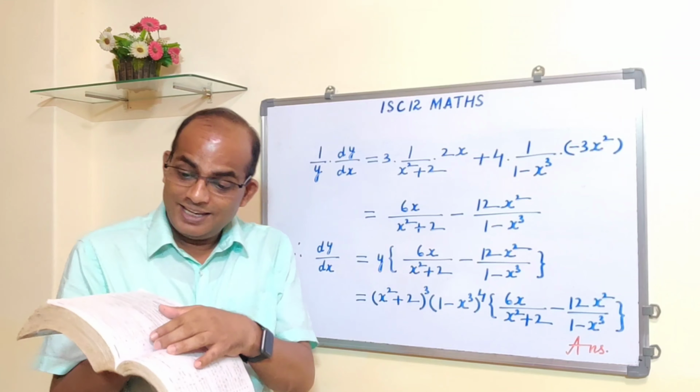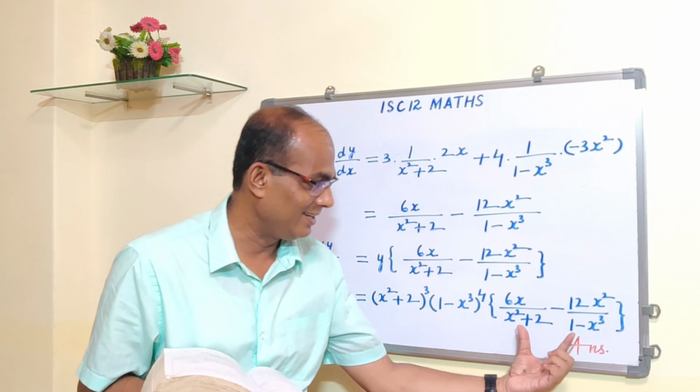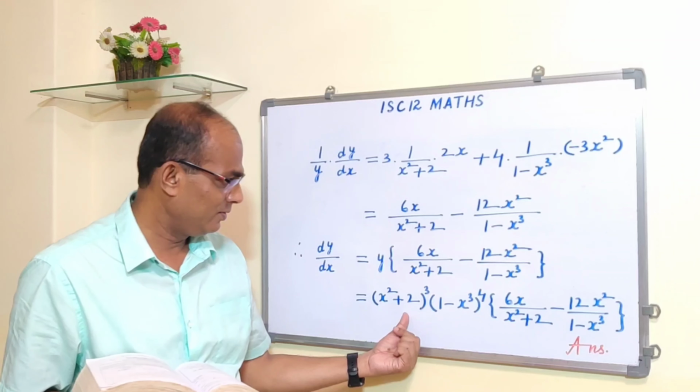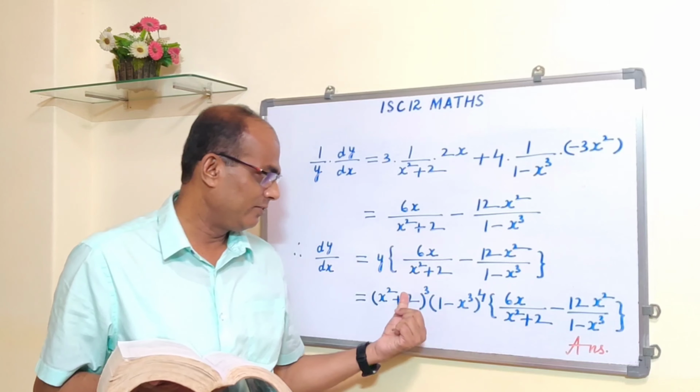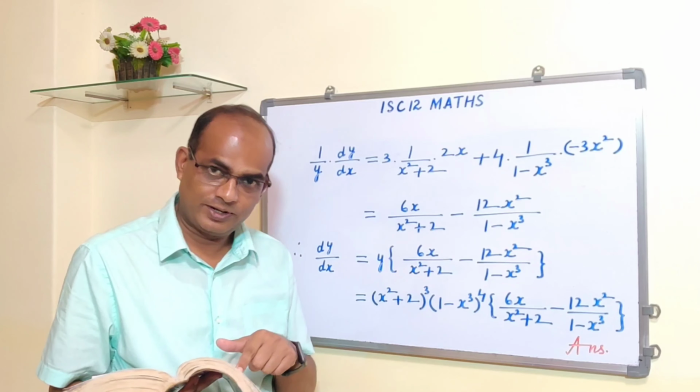If you want the same answer as given in the textbook, then you have to simplify. Take the LCM. Here also (x square plus 2) whole cube. Here also you will get x square plus 2, one x square plus 2 will get cancelled, and then you will get (x square plus 2) whole square. One factor you are getting.